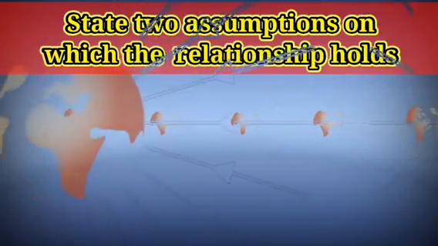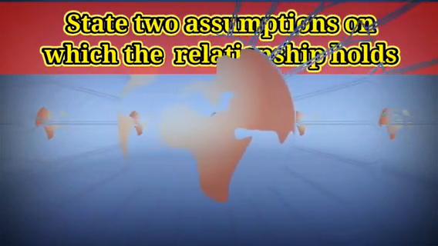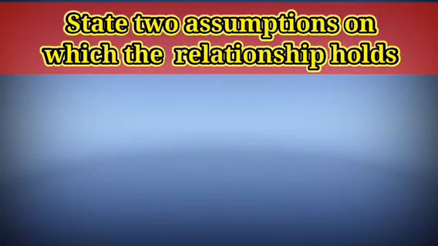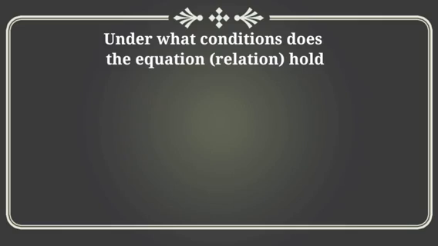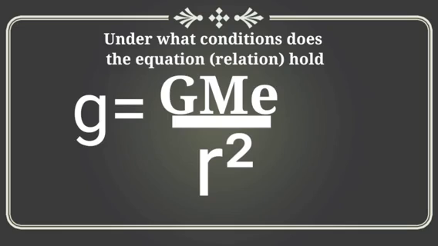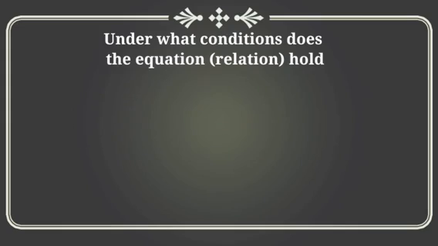Now, the next question says, state two assumptions on which the relation holds. That is, g equals G M_e over R squared. Under what condition does the equation that we have derived hold? I have talked about at least one of them during the explanation in the previous clip. But I would like you to think. Can you pause the video and try to remember?